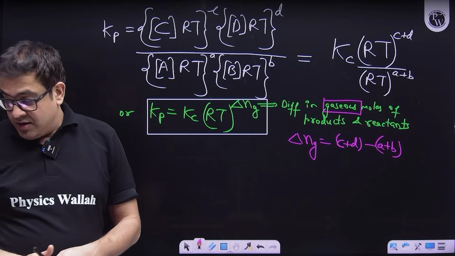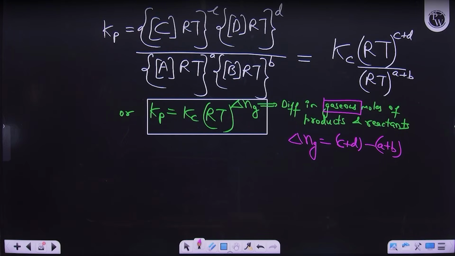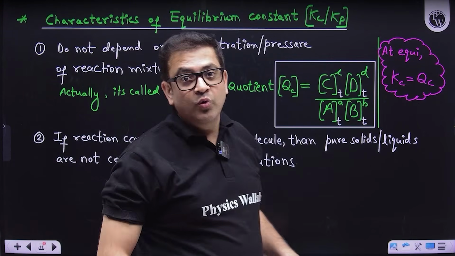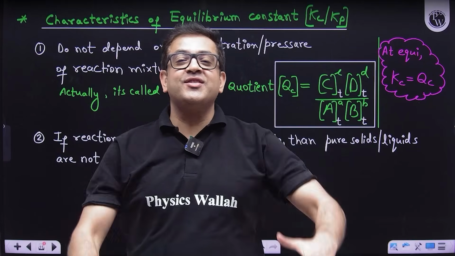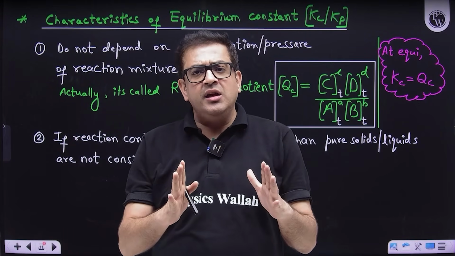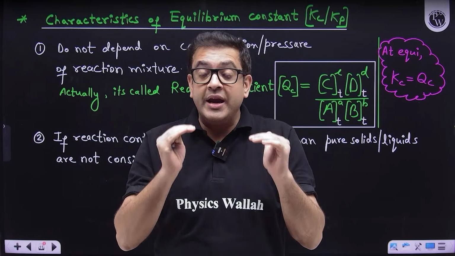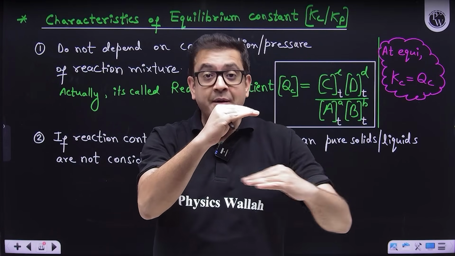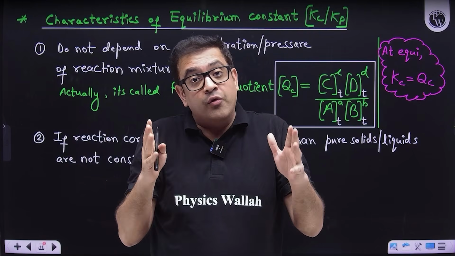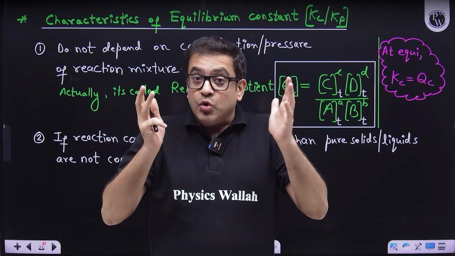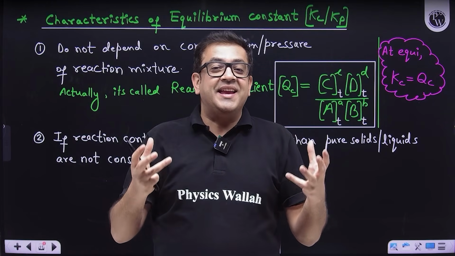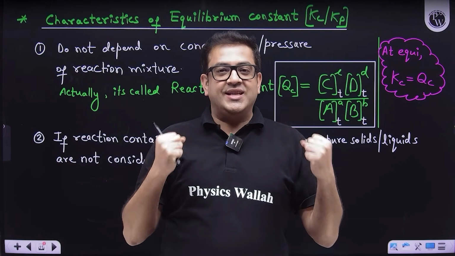Moving ahead. So moving forward, I should move to the characteristics of the equilibrium constant. The equilibrium constant is actually the ratio of the rate constants of forward and backward reactions. These rate constants are already constants. So the value of the equilibrium constant, by its name, is definitely a constant.